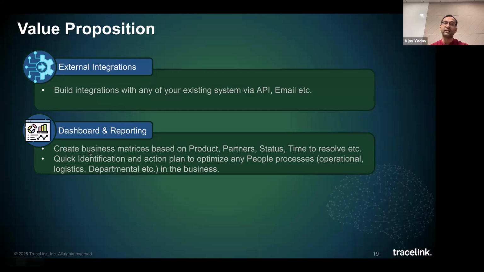And the last but very important, the dashboard and reporting. Because with digitizing people processes, one of the advantages the leadership and executives get is visibility into all the underlying collaborations and interactions happening within the company across different departments. Now they can see where and what is happening related to product, related to partner, related to the status of all those tasks, and how much time it is taking to resolve or act on those things, and then accordingly put an action plan to optimize any of those people processes. So that is the true power that business can harness using these dashboards built on these digitized people processes. That's the true value proposition that Poet provides out of the box.